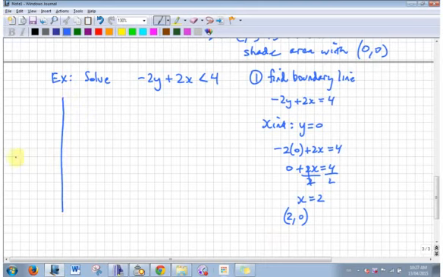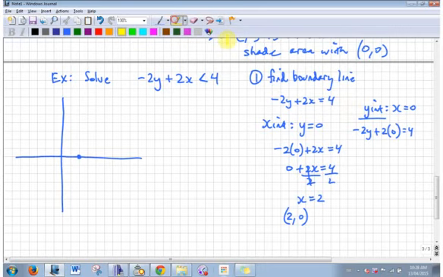Here's my graph. 2, 0. Only need 1 more point, and I know where the line is. So next one's going to be the y-intercept. What happens at the y-intercept? X is 0. Always, always, always. Substitute it in this line and solve it for the y-intercept.